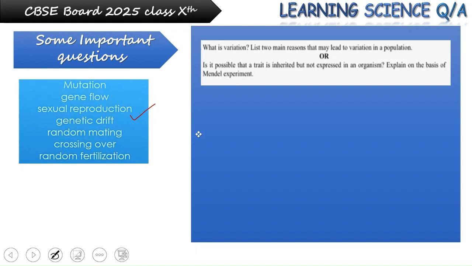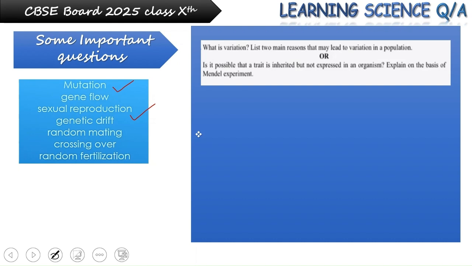Another important reason is mutation. There are certain changes that may take place during the formation of gametes or even after that, during replication of DNA. These changes are sometimes good, sometimes bad, and sometimes so neutral that they do not get noticed. So these mutational changes are another reason for variation.